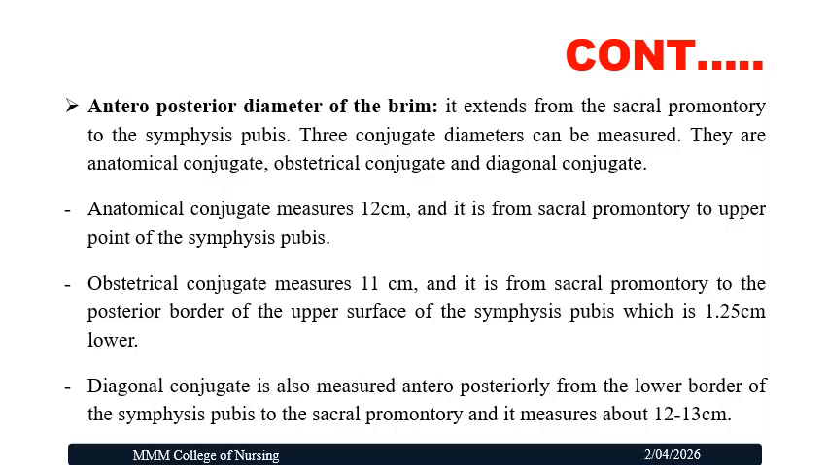The anatomical conjugate measures 12 centimeter. It measures from sacral promontory to the upper point of the symphysis pubis. Obstetrical conjugate, it measures 11 centimeter. It is from sacral promontory to the posterior border of the upper surface of the symphysis pubis, which is 1.2 centimeter lower. Third is a diagonal conjugate. It is also measured anteroposteriorly from the lower border of the symphysis pubis to the sacral promontory, and it measures about 12 to 13 centimeter.